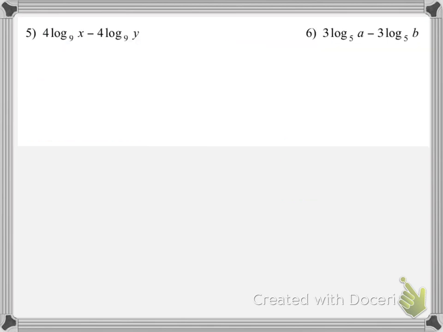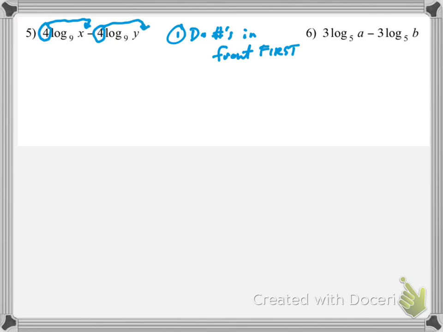Now, what happens when we have multiple properties in the same problem? Here's the order. Do numbers in front first. So in other words, make that 4 an exponent. Make that 4 an exponent.